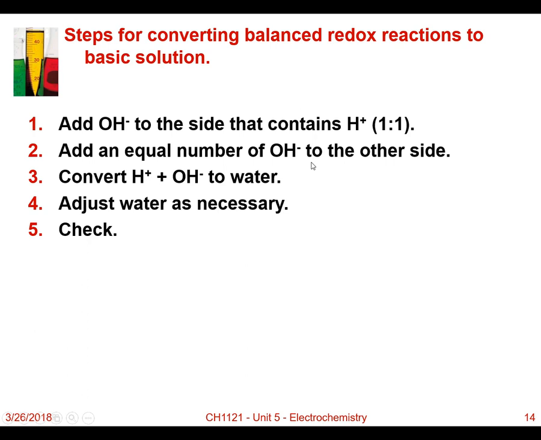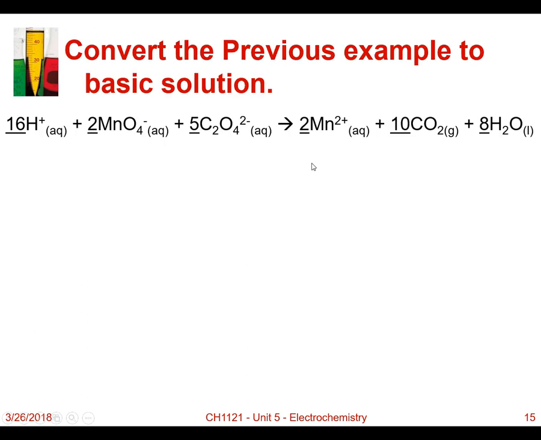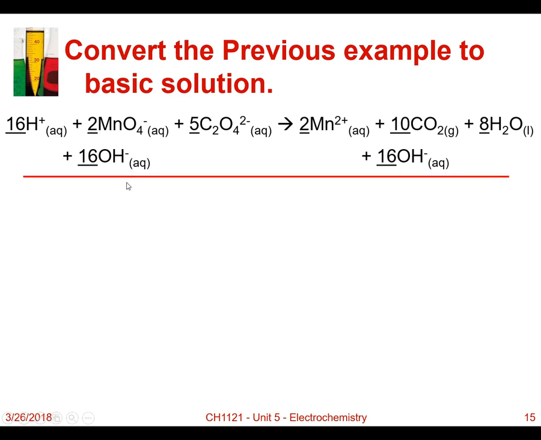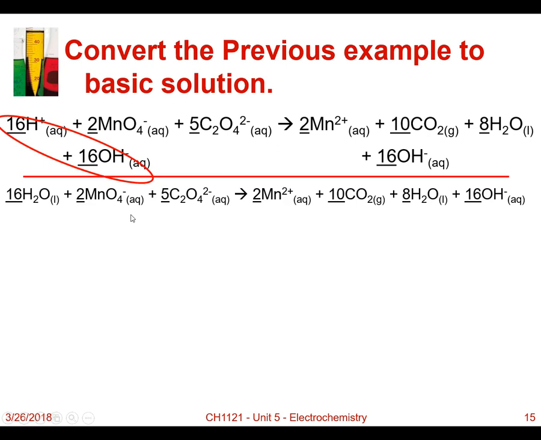So if we take the result from our previous video, this is a balanced redox equation in acidic solution. I want to convert it to basic solution. So I notice that the left-hand side has 16 hydrogen ions. I simply add 16 hydroxide, and I add 16 hydroxide to the other side as well to keep everything in balance. Now, the left-hand side has both hydrogen and hydroxide, and anytime that happens in water, they're just going to neutralize and make water anyway.